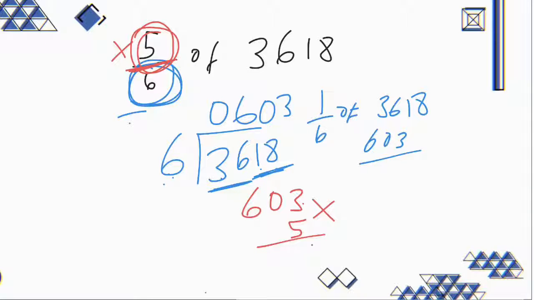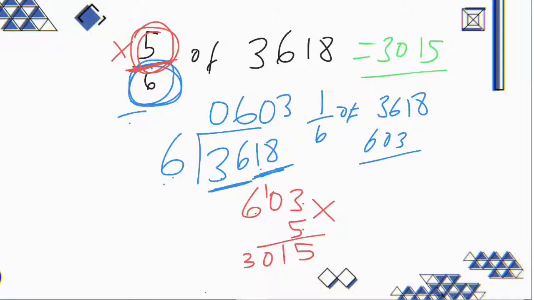5 times 3 is 15. We're going to put the 5 there and carry the 1 at the top. 5 times 0 is 0, plus the 1 is 1. 5 times 6 is 30. So the answer is 3,015. So 5/6 of 3,618 is 3,015. It's as easy as that.